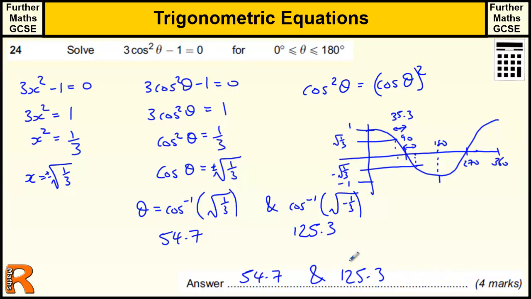Okay, so that's 3 significant figures, that's 1 decimal place, but it's good enough. Okay, so where do we get the marks for that? Well, we get 1 mark for getting to this point, and then getting this thing with the plus or minus the square root of 1/3 is worth a mark, and then we get 1 mark for this value and 1 mark for this value. So that's 4 marks in total.